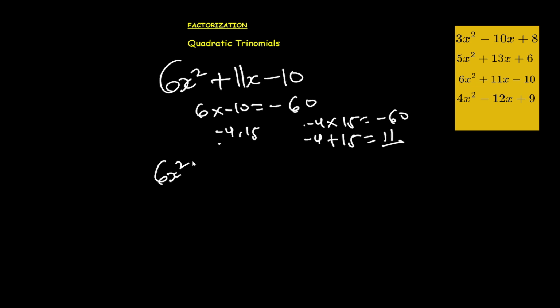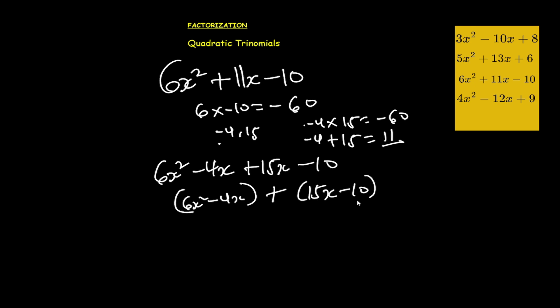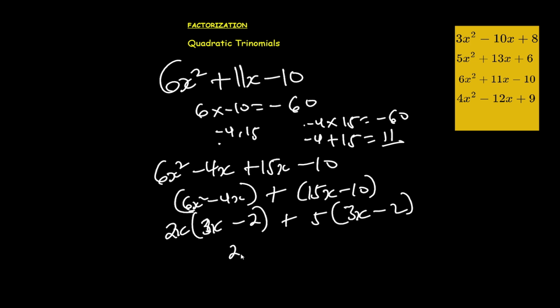So we're going to replace the 11x with negative 4x and then 15x. So it's going to be 6x squared minus 4x plus 15x minus 10. 6x squared minus 4x inside one bracket, and also 15x minus 10 inside another bracket. We'll try and factorize the common factor out. So 2x here and 3x minus 2. So 3x minus 2 plus 3x minus 2, 5 here. So finally we have 2x plus 5 and then 3x minus 2.